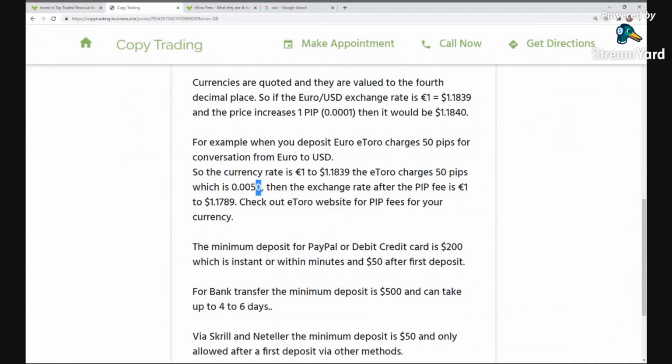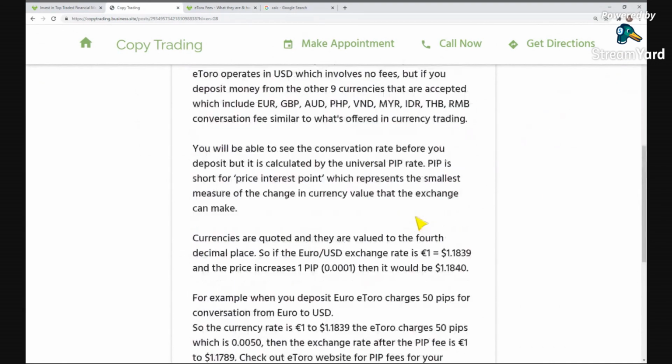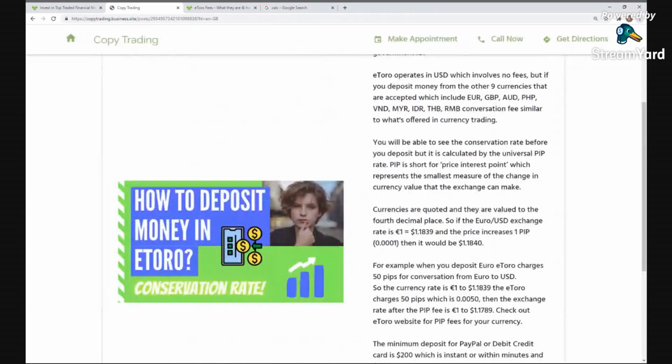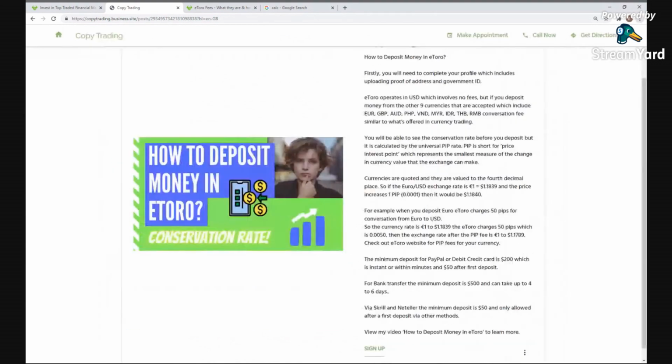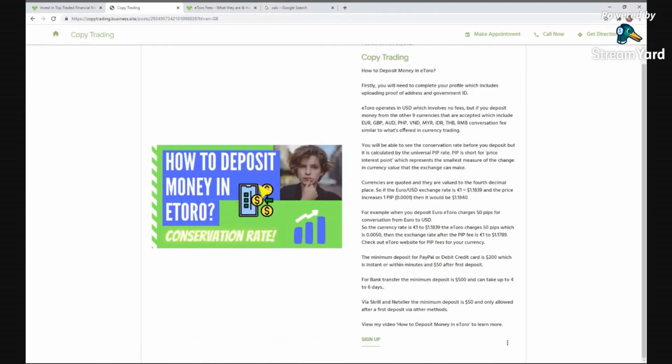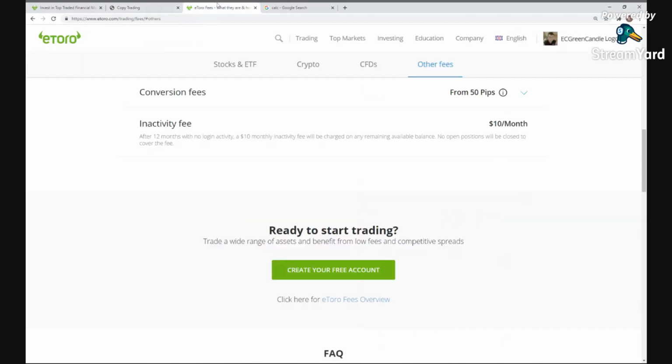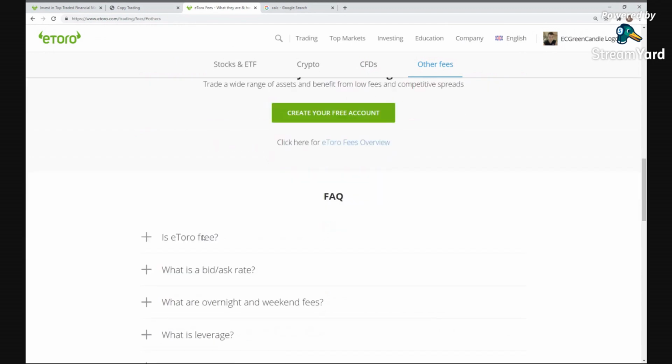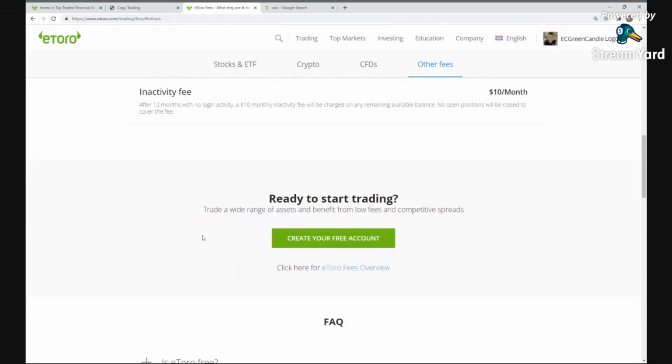So that is PIP, price interest point. That is used in trading terms, and hopefully everyone understands that. But it's automatically calculated on eToro to make it simple for you. You can check out eToro's rates on their website. I'll leave a link in the description.